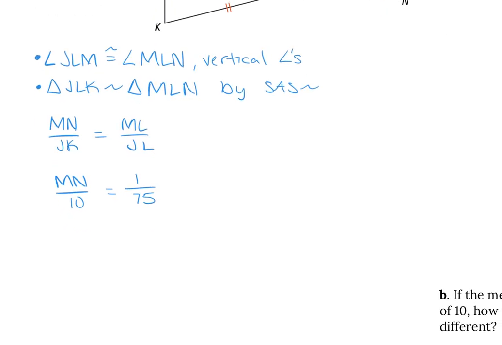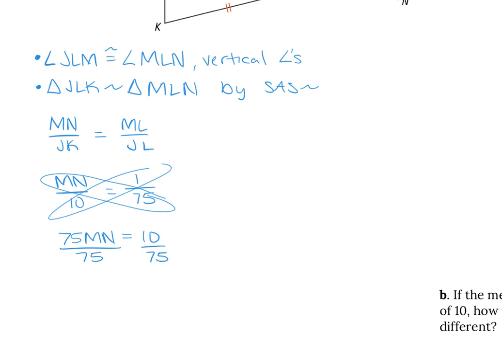Okay, I'm going to cross multiply to get me 75 MN equals 10. Divide both sides by 75. So MN will end up equaling 2/15 once we reduce it.